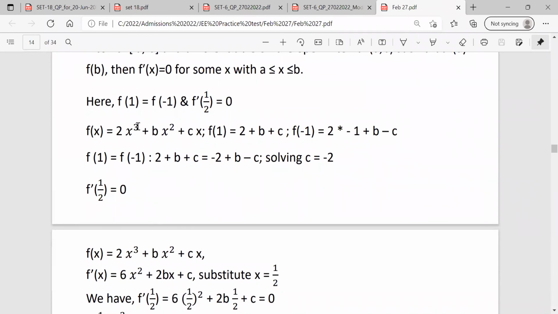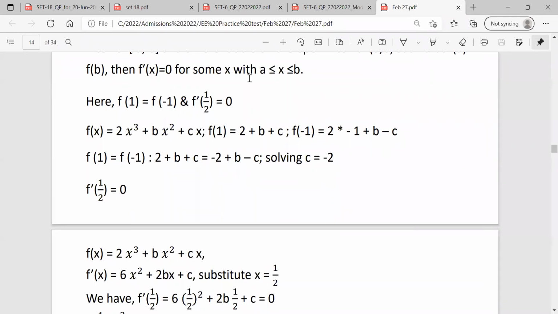So the function given is 2x cubed plus bx squared plus cx. The first case is f of 1. Substituting x equal to 1, we have f of 1 as 2 plus b plus c. Now the other condition, f of minus 1: substituting minus 1, we have minus 2 plus b minus c. So we have f of 1 equal to f of minus 1, that is 2 plus b plus c is equal to minus 2 plus b minus c. Solving this equation, c becomes minus 2.